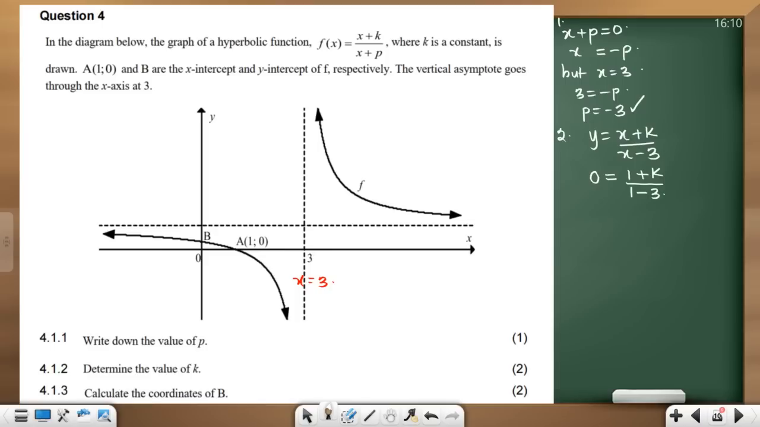Alright? So if you want to cross multiply, you're welcome. 1 plus k will be equal to 0. K will be equal to what? Negative 1. We're done.